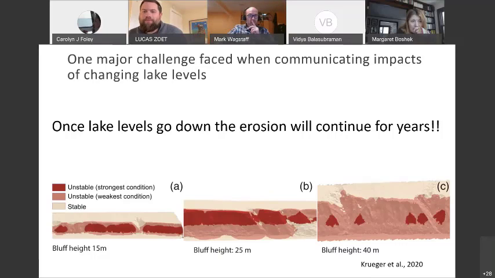Oh, okay. The one takeaway point here is, at least in these bluffs, even after the lake level goes down, this erosion is still going to keep going on for years because it takes a while for these things to make their way to the top, and people live at the top, and so some people don't even know it's coming yet in some instances. So I'll leave it there.